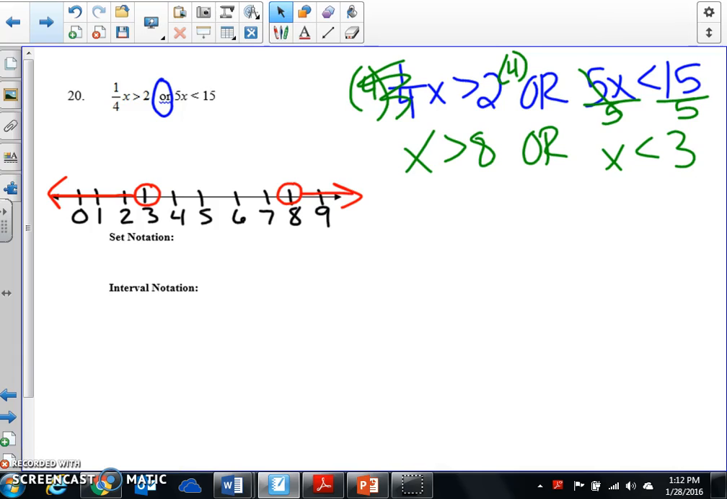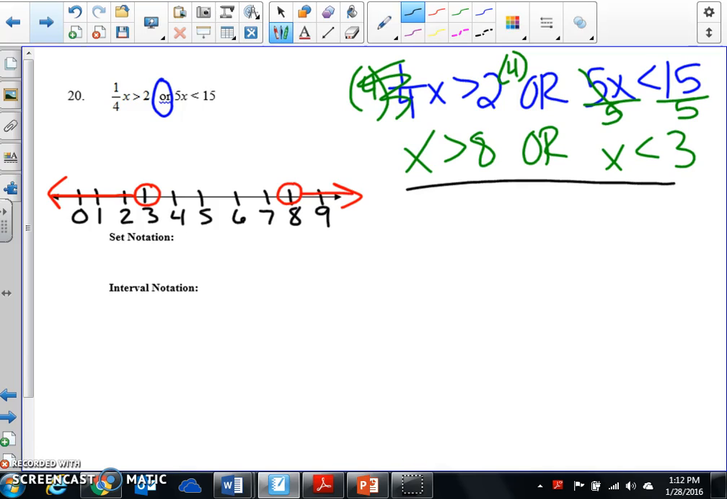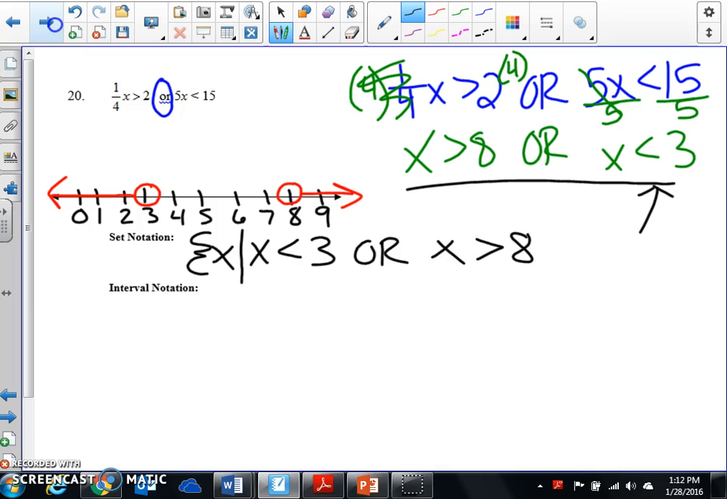For set notation, I would take these. Now remember, I want to start with the smaller number, which would be 3. So brackets x for all x less than 3, or x greater than 8.